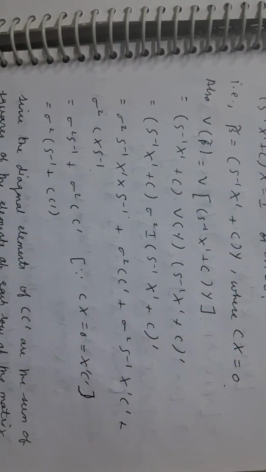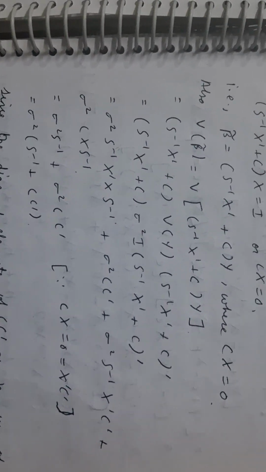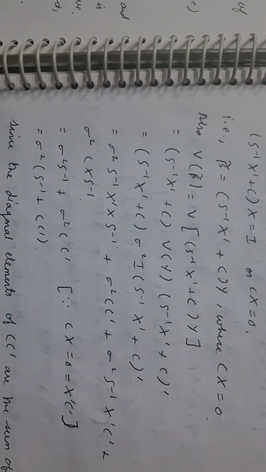On opening this entire expression, we get σ square S inverse plus σ square C C transpose plus σ square S inverse X transpose C transpose plus σ square C X S inverse. Over here, we know from the above part that CX is equal to 0. So on substituting those values, we find this expression: σ square times S inverse plus C C transpose.